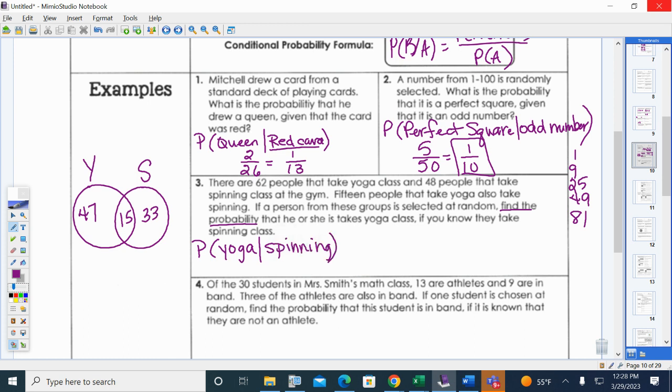Now, I just said a few seconds ago that the denominator in your fractions is going to be the given part. So given that they take spinning, how many people take spinning class? 48 people take spinning class. So that's my denominator. And then yoga. Of those, how many are taking yoga? That's going to be 15 out of the 48, which will reduce to 5 out of 16.